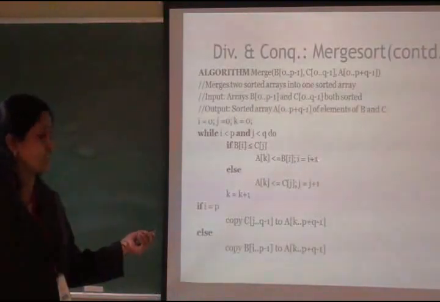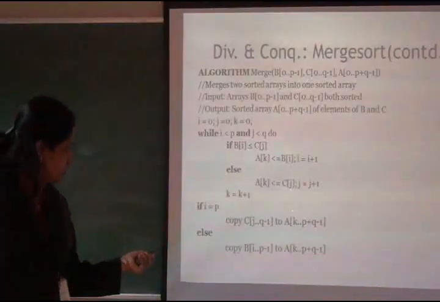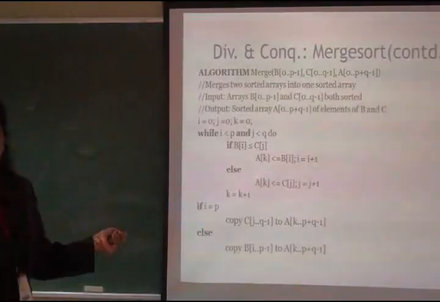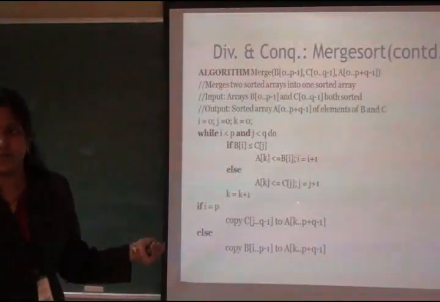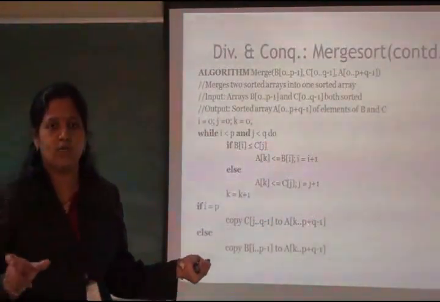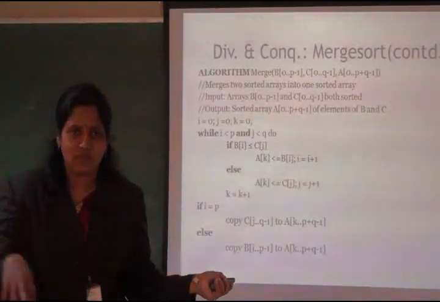After moving, you have to increment. If you are moving B to A, I will be incremented. If you are moving C to A, J will be incremented, and finally for the output array, K equals K plus 1. Suppose it reaches the end of any one of the arrays. You can't expect B and C to have an equal number of elements. Sometimes B will have more elements, C will have fewer, and vice versa.